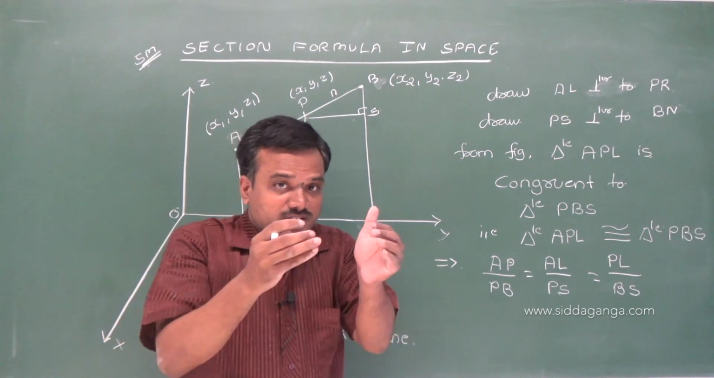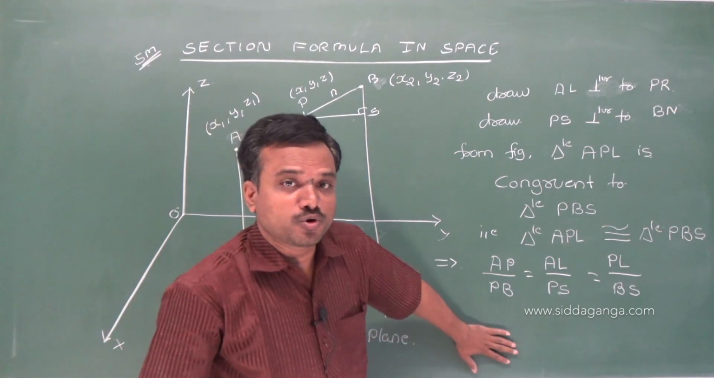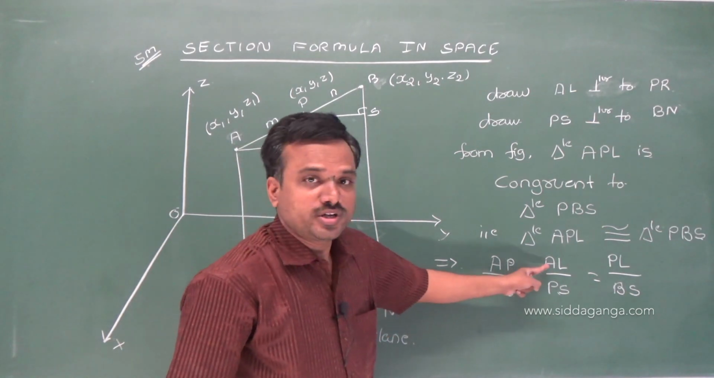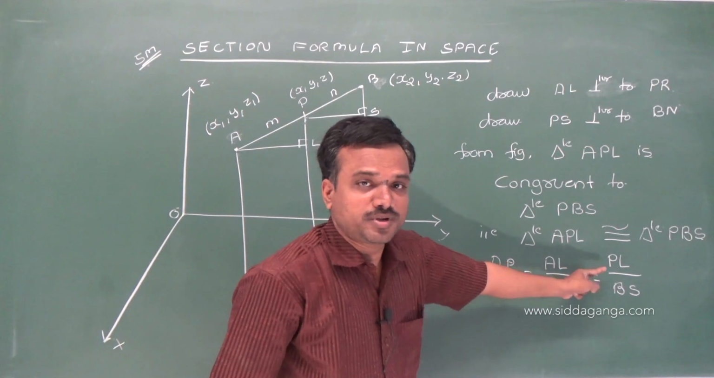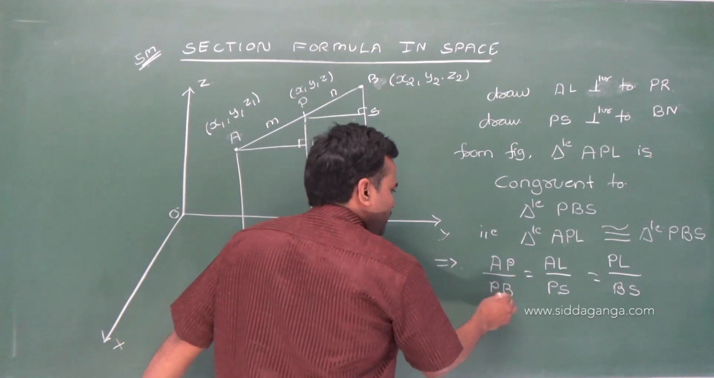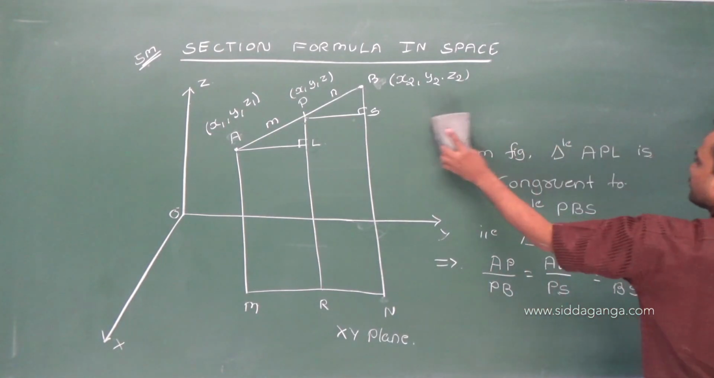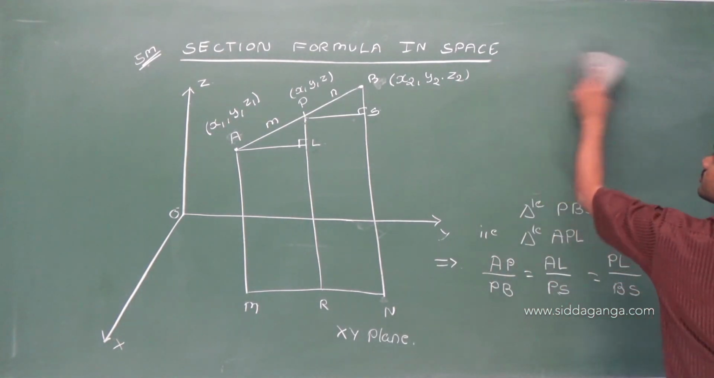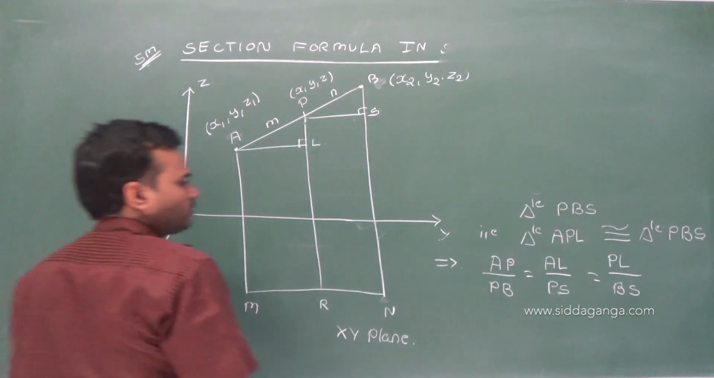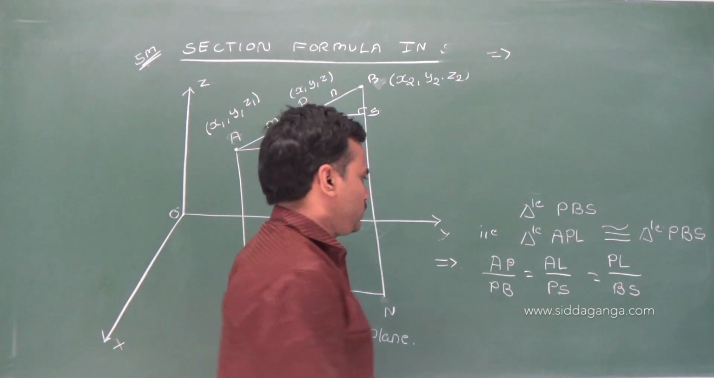The congruency property is that the corresponding sides are proportional to each other. AP divided by PB is equal to AL divided by PS, that is equal to PL divided by BS. Okay. So since AP by PB is equal to AL by PS, that is equal to PL by BS, that implies I take only two among these three.